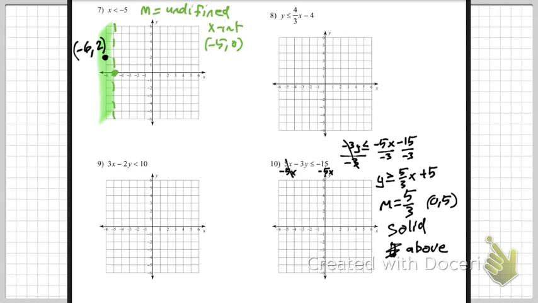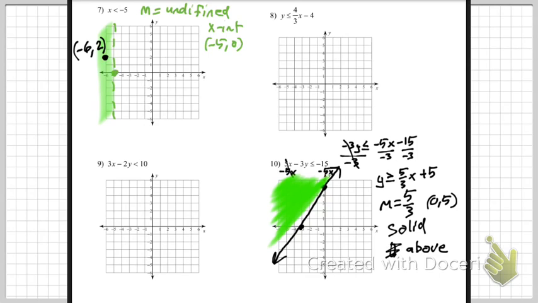Okay, so let's graph the y-intercept, 0, 5, located here. My slope is 5/3, so that means I'm going to go up 5, right 3. As you can see, we go off the graph. So if I'm going to go up and right to continue that same slope, I would go down 5 and left 3 to this point here. It's going to be a solid line. And I'm going to shade above, so again, in the direction of the positive y arrow.